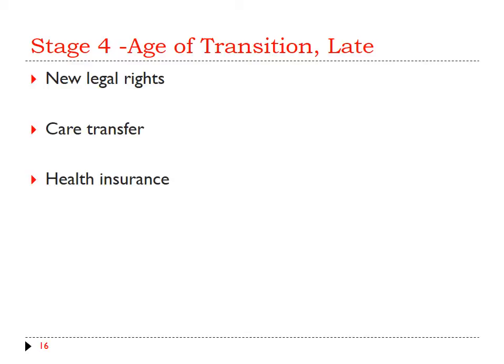The late stage of transition begins when the adolescent turns 18 and gains new legal rights and responsibilities related to confidentiality, consent to treatment, and medical decisions. In this phase, the young adult and their family must begin the process of transferring to adult medicine. Health insurance considerations arise throughout this phase.